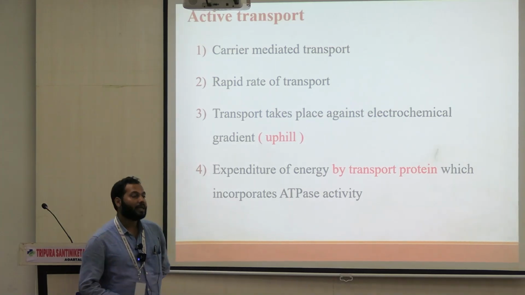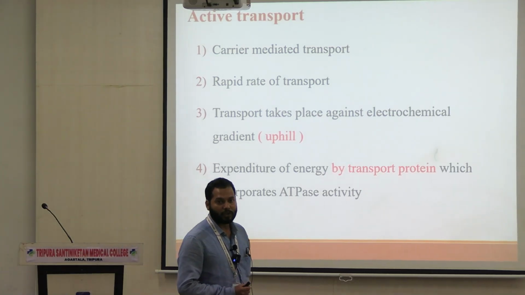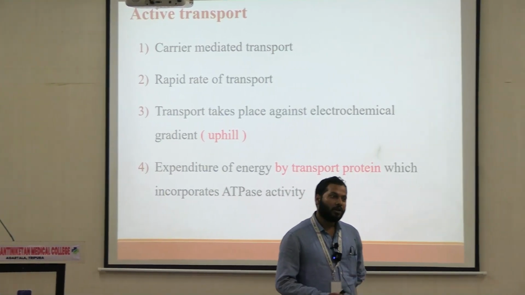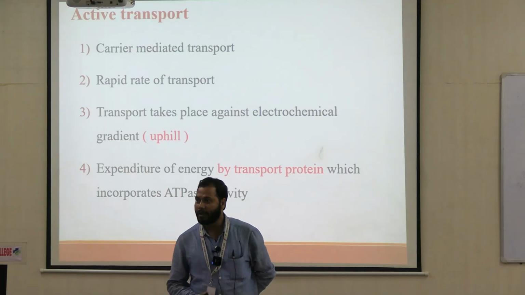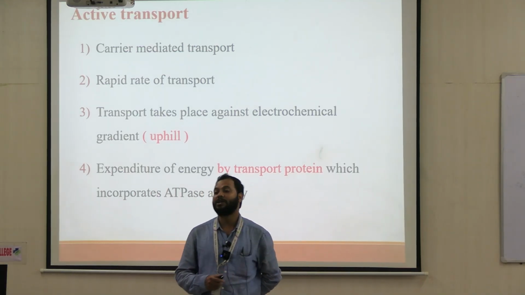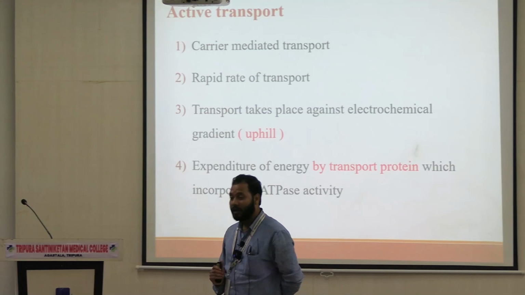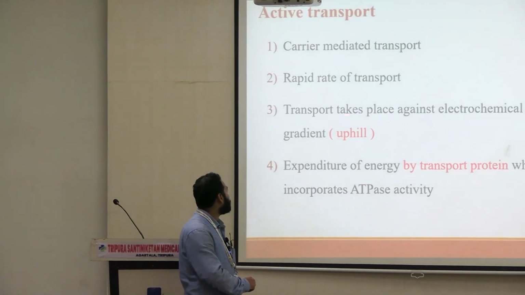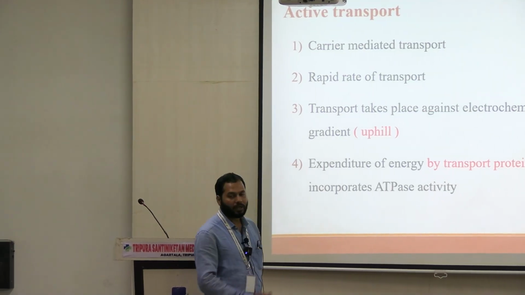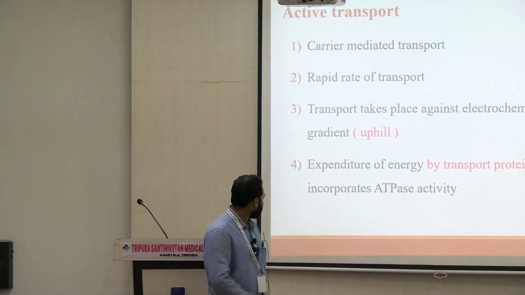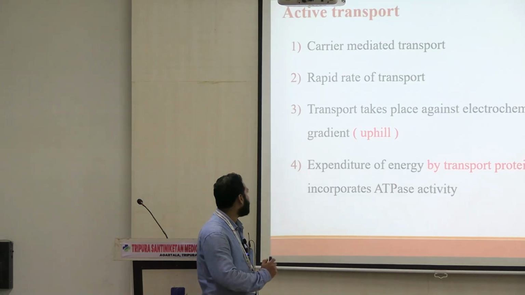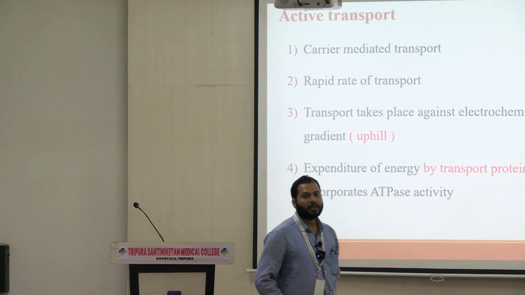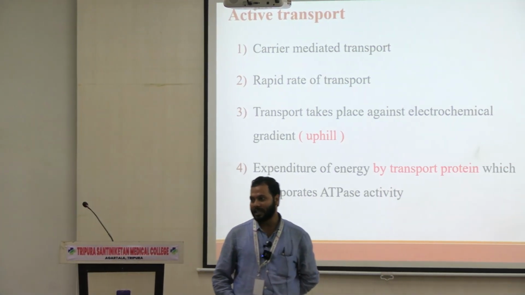Sometimes the cell needs certain types of molecules on an urgent basis, right? To perform various types of cellular functions. So at that particular point of time, instead of using the passive transport process, cells can use the active transport process because it is a rapid process. And transport takes place against the electrochemical gradient, which is an uphill transport. It needs a certain amount of energy, and this energy is basically utilized by the mediated protein or transport protein.